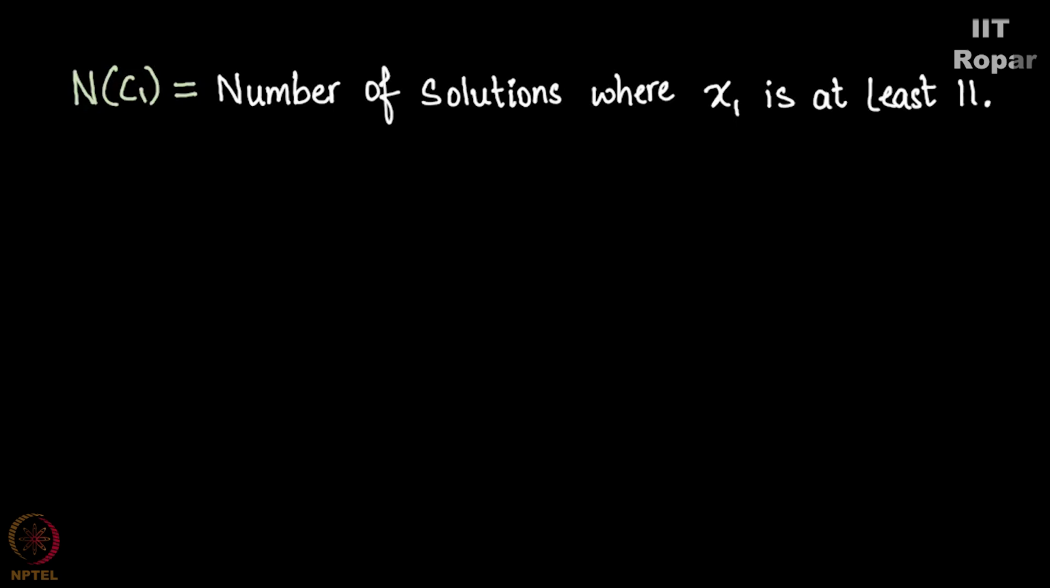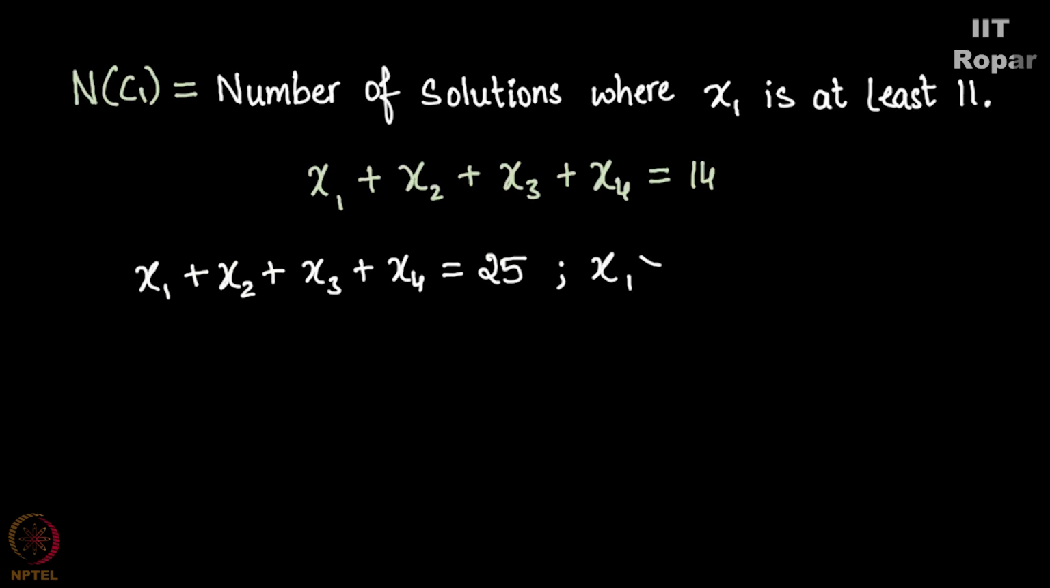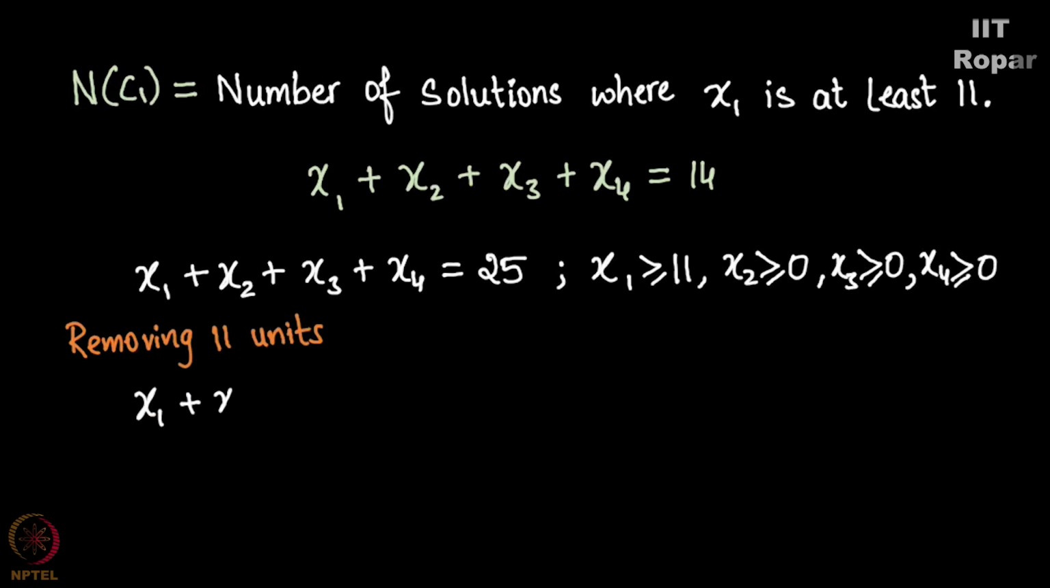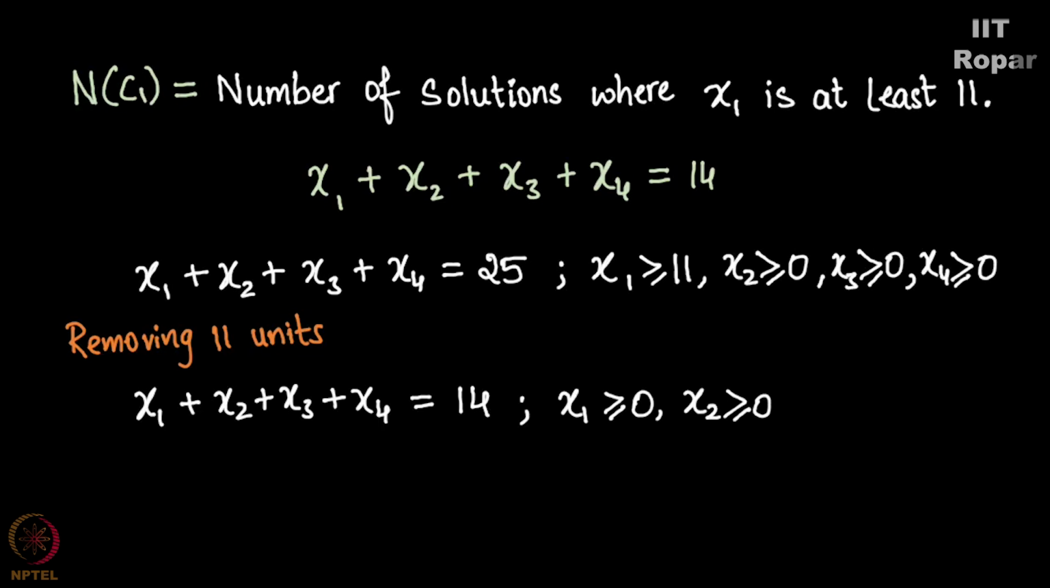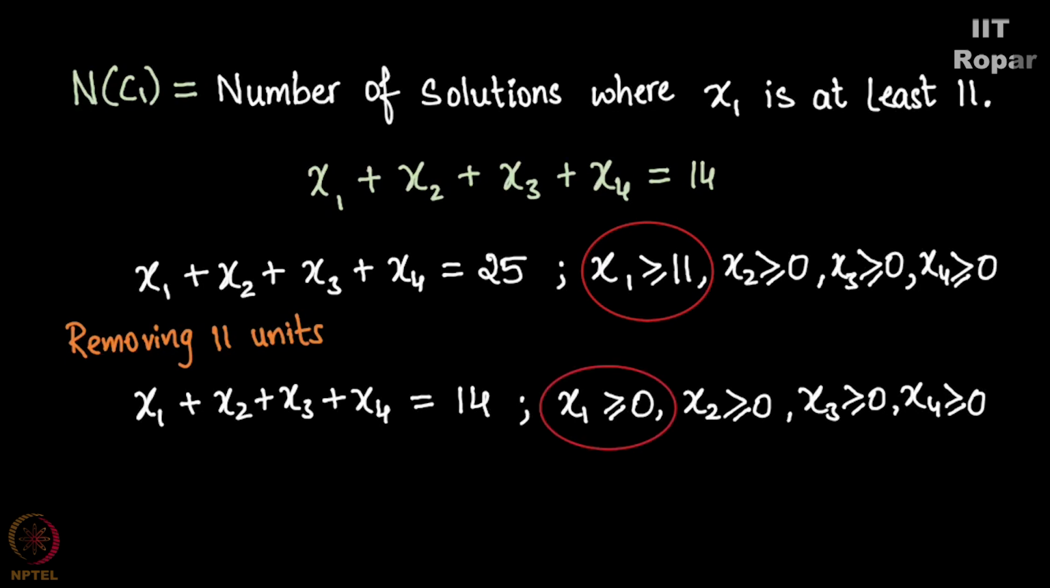Now, n of C1 happens to be the number of solutions where x1 is at least 11. I can tone down this equation as x1 + x2 + x3 + x4 = 14. How? I earlier stated that x1 must be at least 11. Now I am going to just remove 11 from both the sides. What does it become? x1 + x2 + x3 + x4 is equal to 14. Earlier, x1 had to take the value 11, 12, 13, so on. Whatever be the possibility, at least 11 it had to take. Now, since I have removed the possibility of 11, it takes the value from 0.